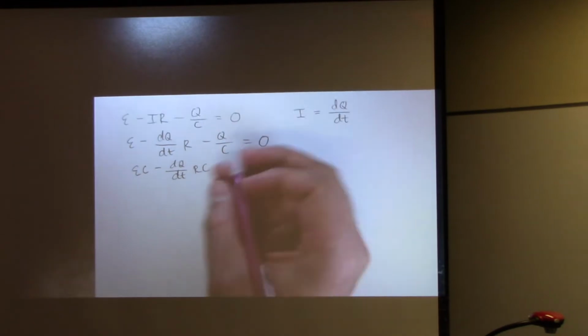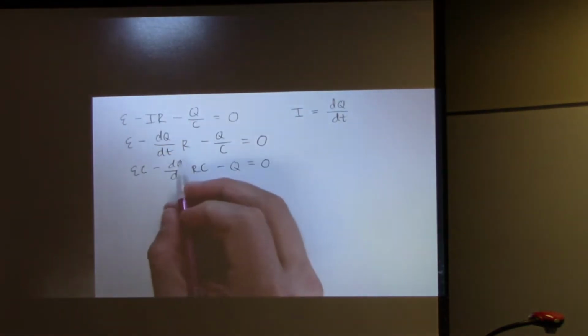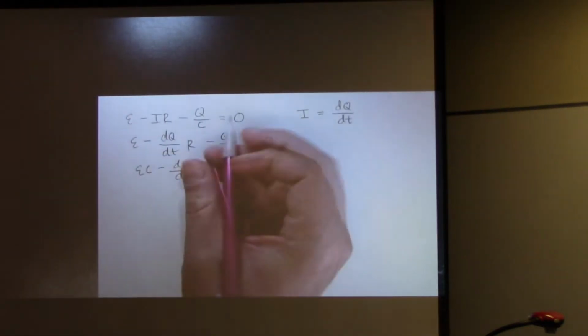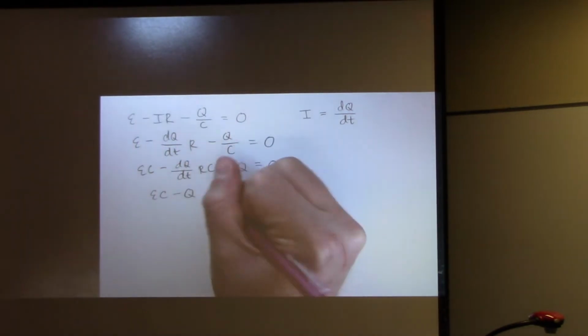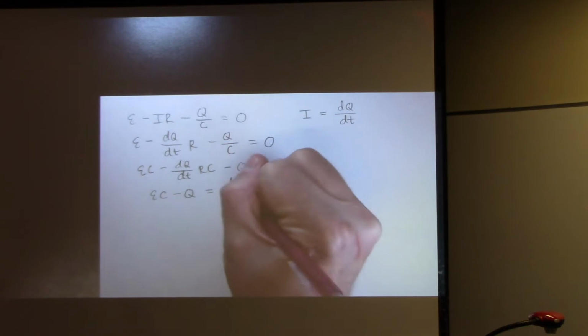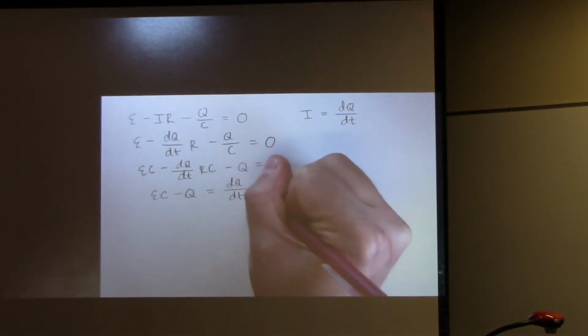All right, so first thing I'm going to do is add the second term to both sides. So I have on the left epsilon C minus q equals positive now dq/dt times RC.